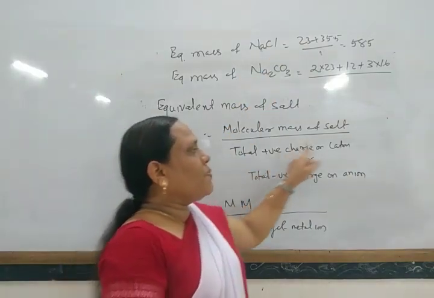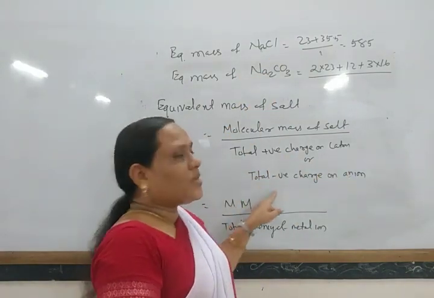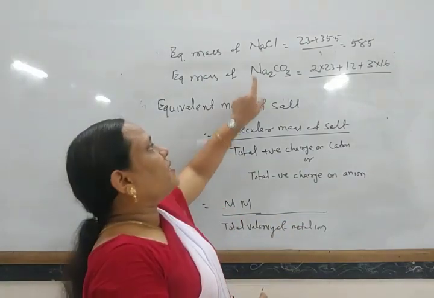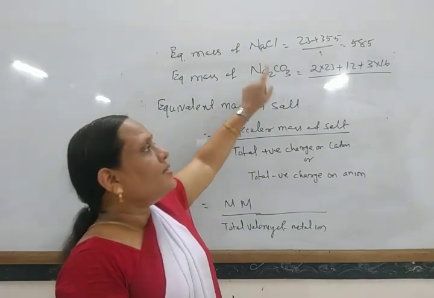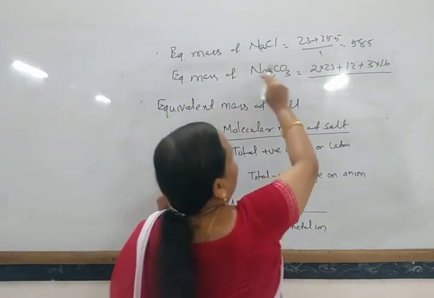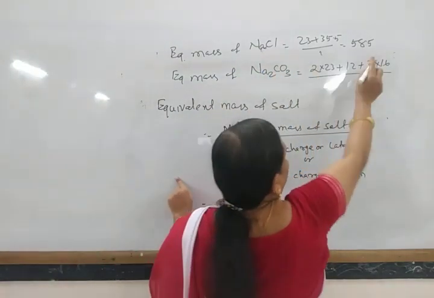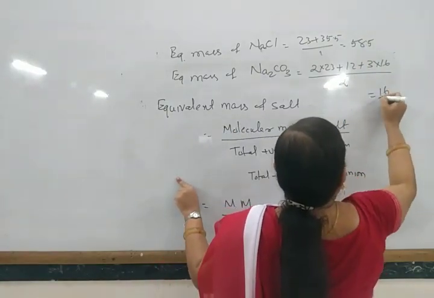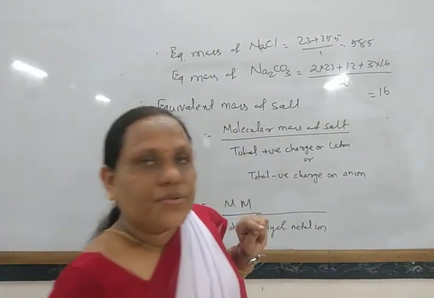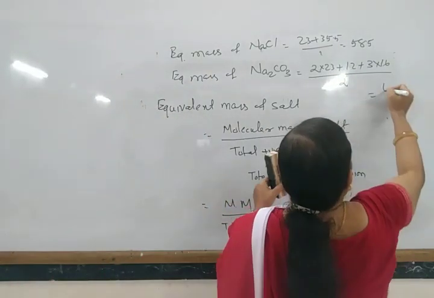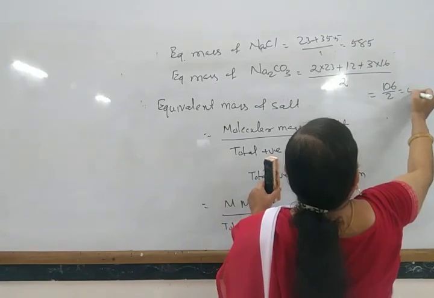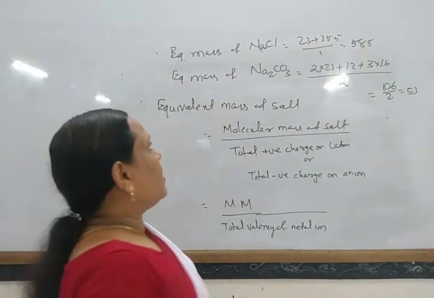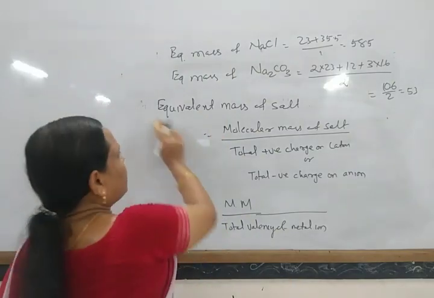So either total positive charge or total negative charge, or you can say total valence of metal ion. So metal ion has charge +1, 2 are there. So in this way, its equivalent mass equals molecular mass by 2, that is equal to 106 by 2, that is equal to 53. So in this way you can determine the equivalent mass of a salt.